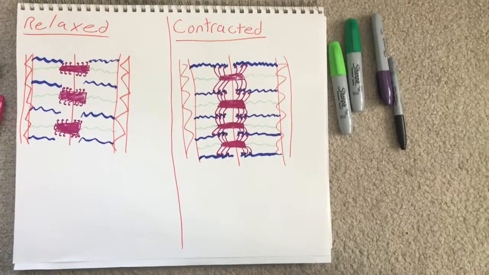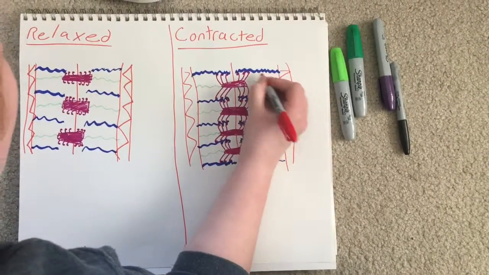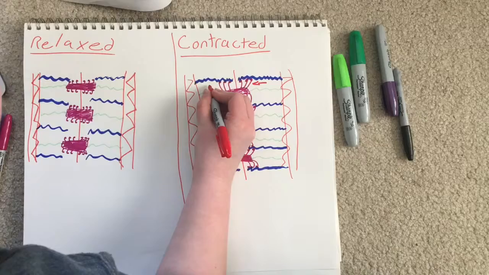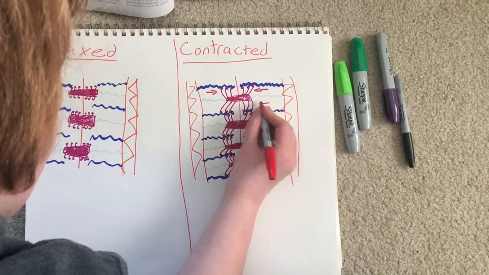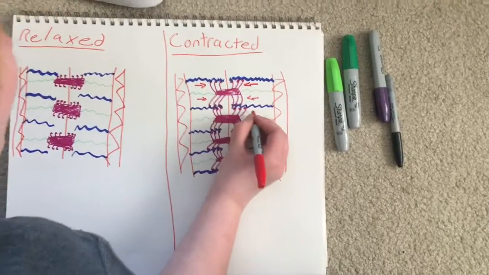Sarcomeres shorten during a contraction, and so its H zone shrinks. This is done by the myosin heads pulling and sliding the actin filament inward. The actin and myosin remain the same size during the contraction.